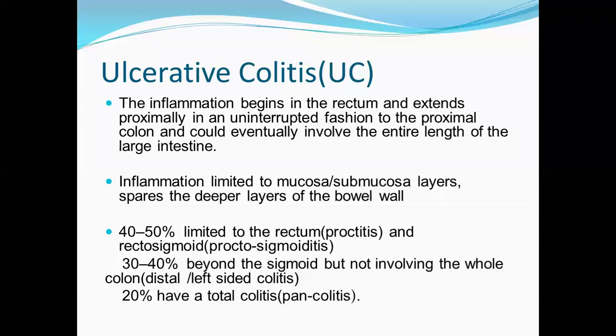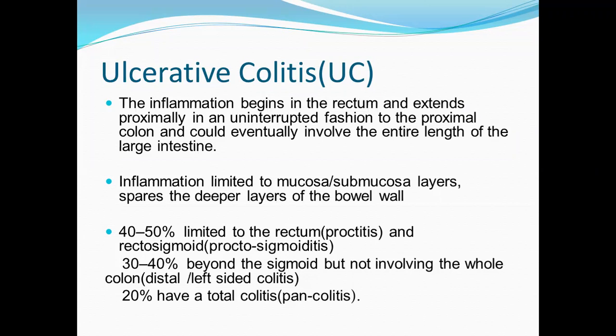So it's an inflammation that begins in the rectum and extends proximally in an uninterrupted fashion. That's a continuous fashion to the proximal colon, and could eventually involve the entire length of the large intestine. This inflammation is limited to the mucosa and the submucosal layers. It does not extend transmurally through the gut.